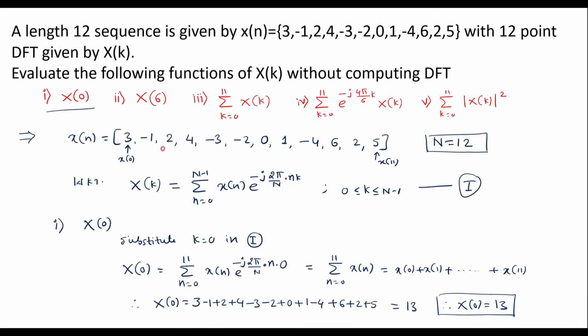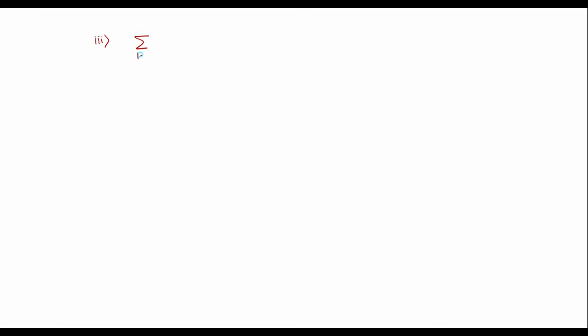Consider the third case, which is summation k equal to 0 to 11 of x of k. Now we'll consider the IDFT expression. We know that the IDFT of x of k is given by x of n is equal to 1 over N summation k equal to 0 to N minus 1 x of k e power j 2 pi by N into k.